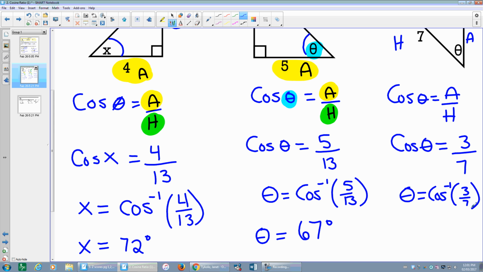And when you do 3 over 7, or 3 divided by 7, we should get that theta was equal to 65 degrees. Hopefully that's pretty straightforward, and you will have to do questions like this in your homework where you're solving for theta. Okay, and these are the steps that you will take every single time when you're solving for an angle using your cosine formula.